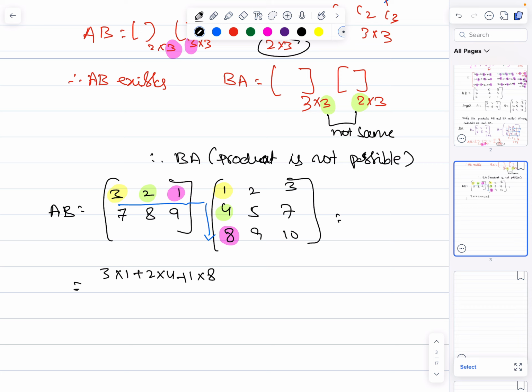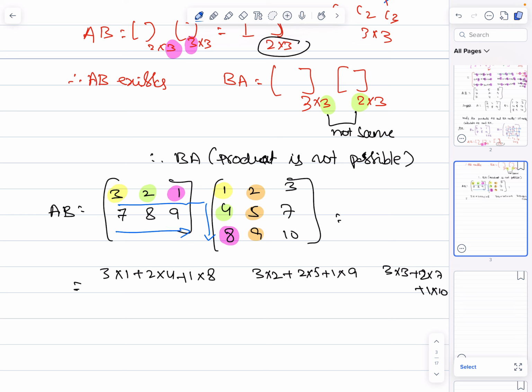Once that is done, you move to the second column, that is 3 into 2 plus 2 into 5 plus 1 into 9. Since all these elements are exhausted, I am moving to the next one, that is 3 into 3 plus 2 into 7 plus 1 into 10. With that I have exhausted all columns, therefore I have to move to the second row. Once I move to the second row, I have to repeat whatever I have done with the previous row.